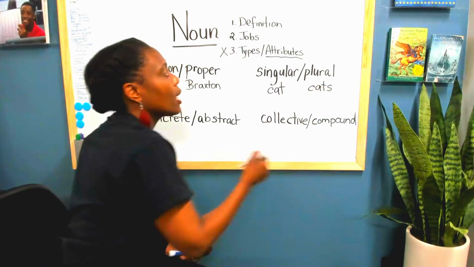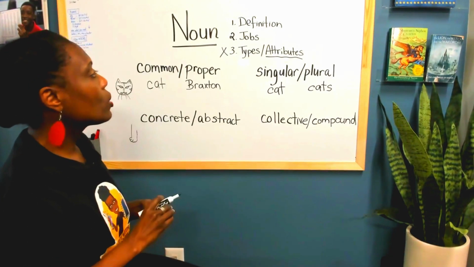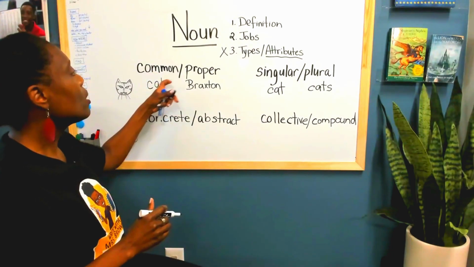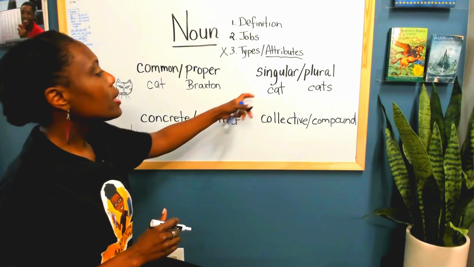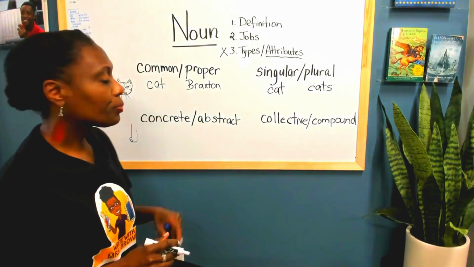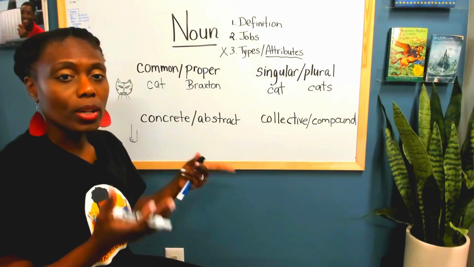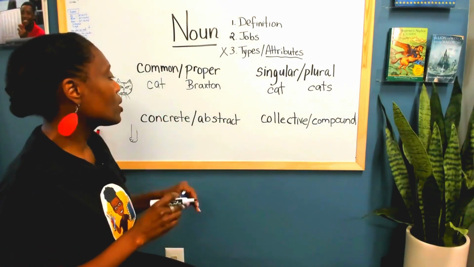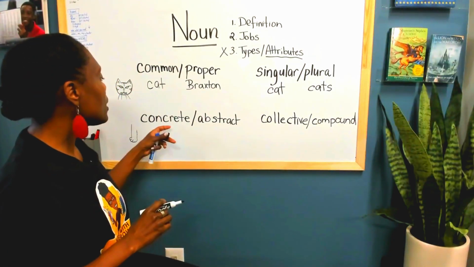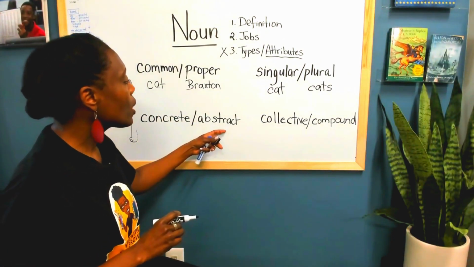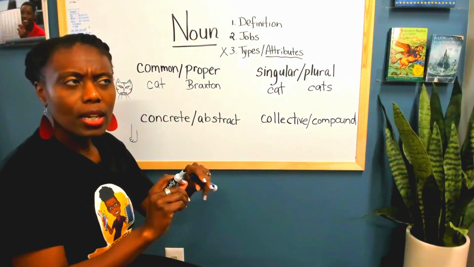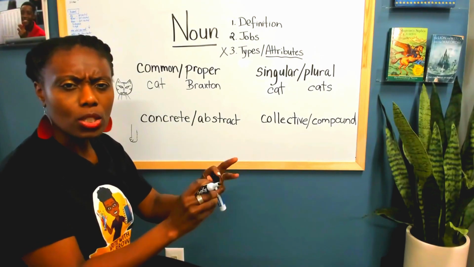Okay, so if you need to characterize a noun, you can look at a noun in a sentence and you can say, okay, is this noun common or is this noun proper? Is this noun singular or is this noun plural? The third set of attributes that a noun can have would be concrete or abstract. Concrete, think of it like something you can touch, okay?